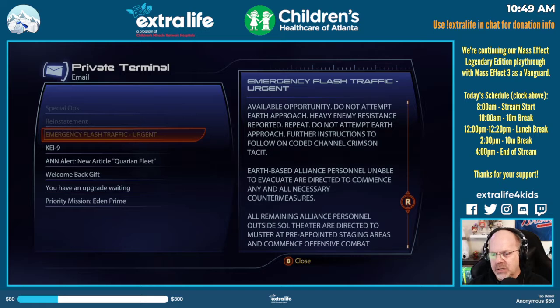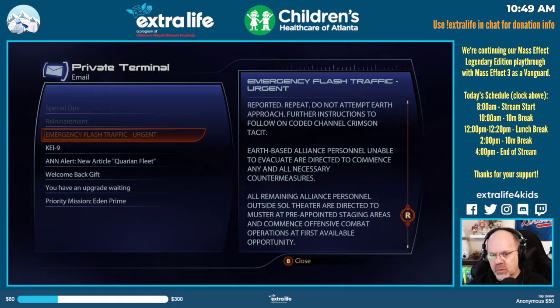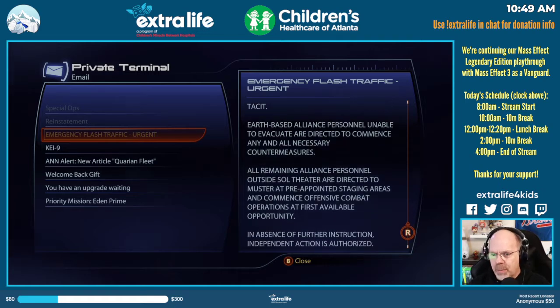Do not attempt Earth approach. Heavy enemy resistance reported. Repeat. Do not attempt Earth approach. Further instructions to follow on coded channel Crimson Tacit. Earth-based Alliance personnel unable to evacuate are directed to commence any and all necessary countermeasures. All remaining Alliance personnel outside Sol Theater are directed to muster at pre-appointed staging areas and commence offensive combat operations at first available opportunity. In absence of further instruction, independent action is authorized.